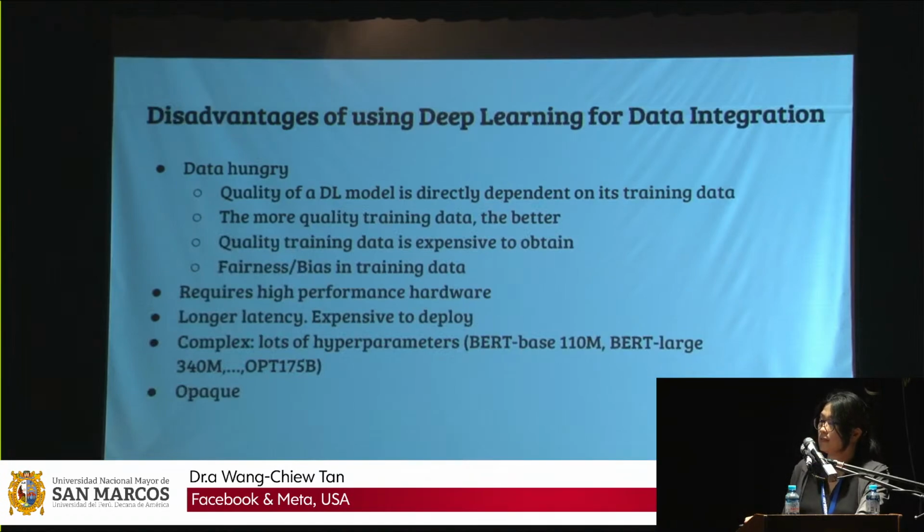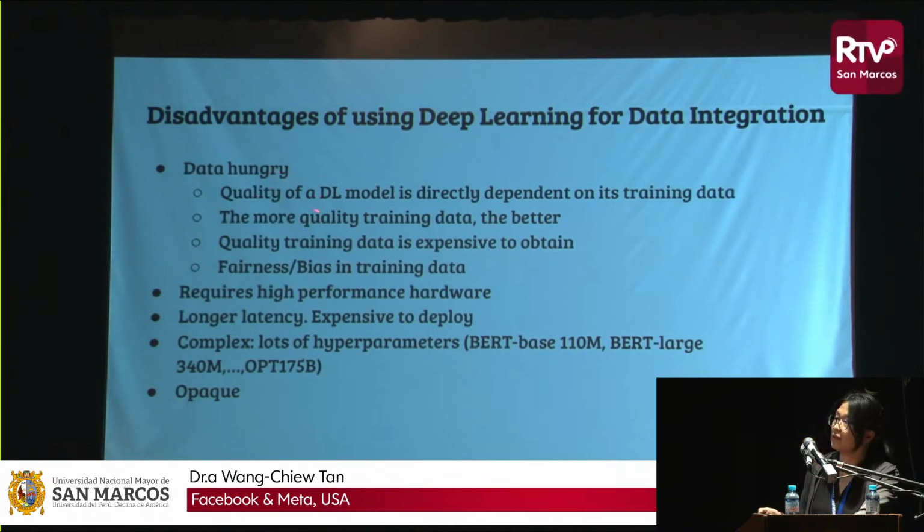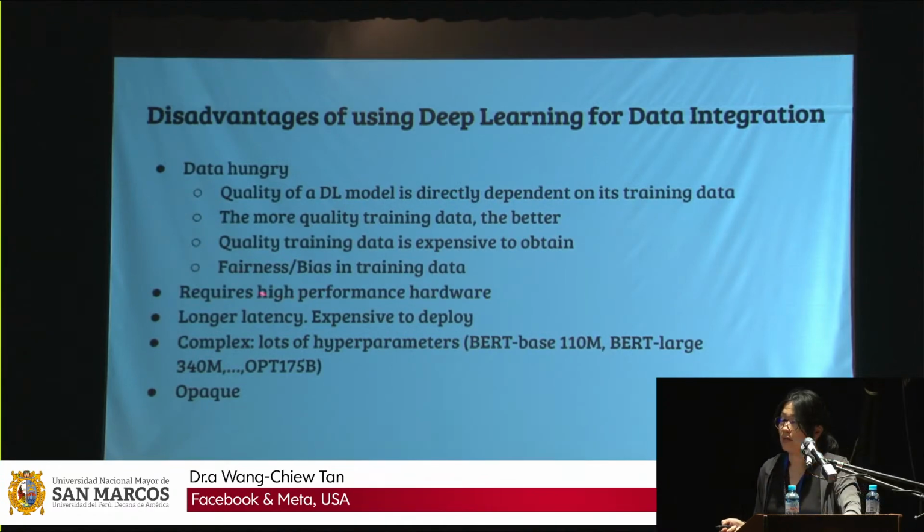So the disadvantages of using deep learning techniques for data integration, like I mentioned already, is that it is data hungry, and the quality does matter a lot, right? The more quality training data you get, the better it is. There are also fairness and biases. You need to worry about the training data.